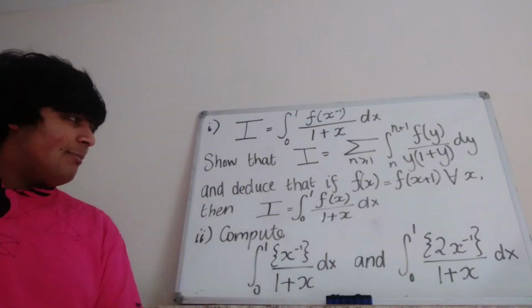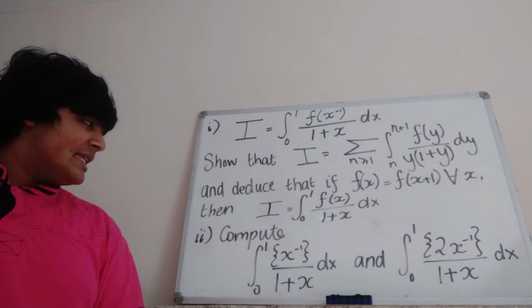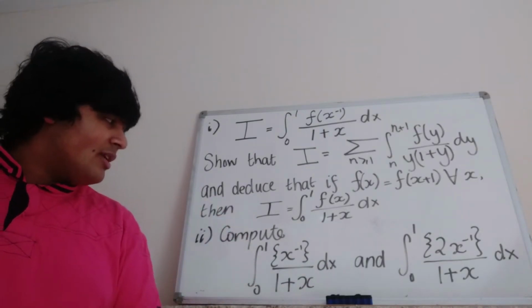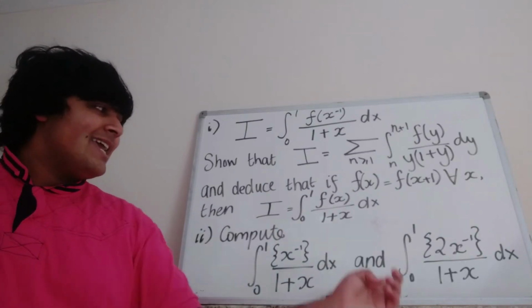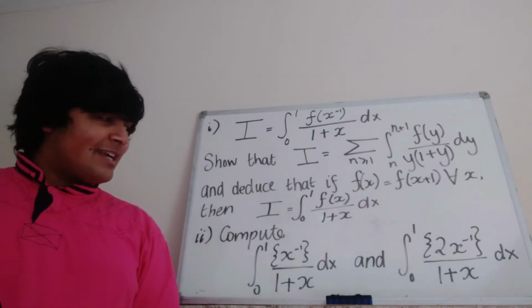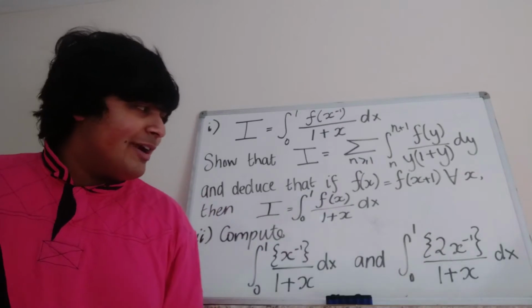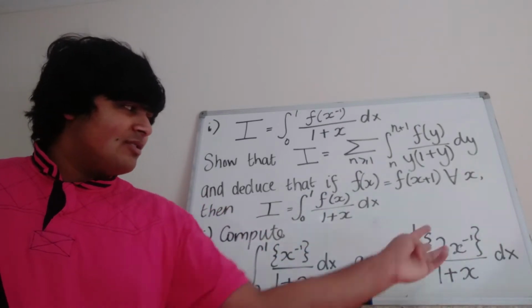That's part 1. Now part 2, we want to compute these two integrals here. The first one, the integral from 0 to 1 of the fractional part of 1 over x divided by 1 plus x dx. And the second integral we want to compute is the fractional part of 2 over x divided by 1 plus x dx, so 2 times x inverse.